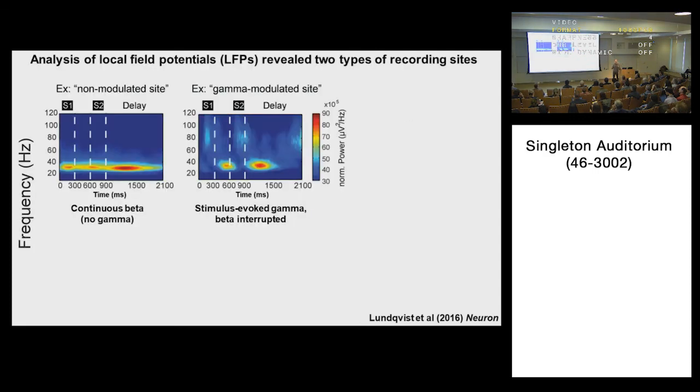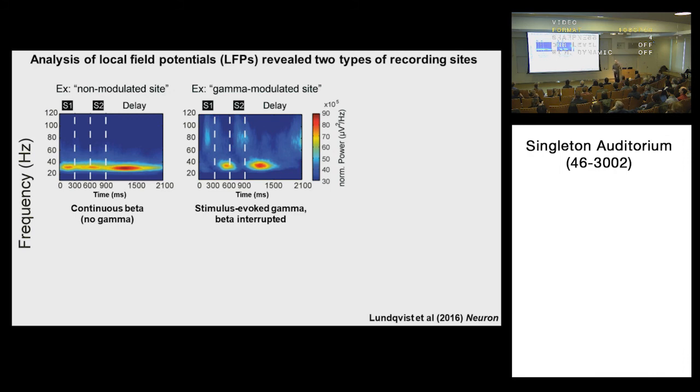The first thing we notice, and by we I mean Michael, is that there seem to be 2 types of recording sites in the prefrontal cortex where we did these recordings. Two-thirds of the sites showed this kind of profile, where I'm showing frequency on the y-axis and time on the x-axis. S1 and S2 are the 2 squares the monkey had to hold in working memory, and out here is the working memory delay. The majority of the sites showed an increase in beta power at the beginning of the trial that lasted throughout the trial and then went down to some baseline level after the trial was over.